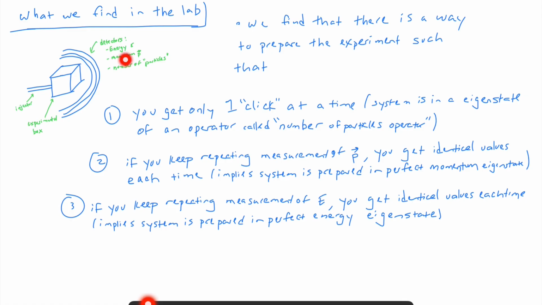Then the same thing, you can also measure the momentum of exactly the same thing. You don't change the state, and you find that you always get this momentum P. So there are ways to do this in the lab that every single time you find exactly the same number of particles, exactly the same momentum, exactly the same E. And what this all means is that you can create an eigenstate that's a simultaneous eigenstate of number of particles, energy E, and momentum P.